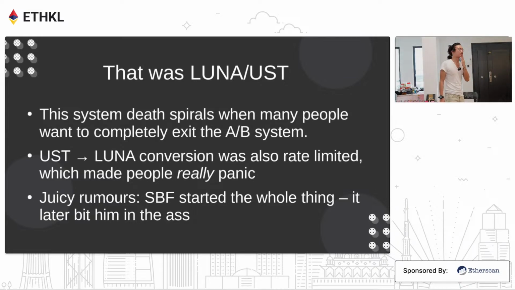Yeah. And then people in UST, they were lured there by those 20% APYs, and then they wanted to get out, but then oh shit, only like 100 million or something could convert back to Luna per day, and then once they were in Luna, they sold it even further. So the supply of Luna increased, and at the same time, people dumped that Luna, which made it a death spiral.